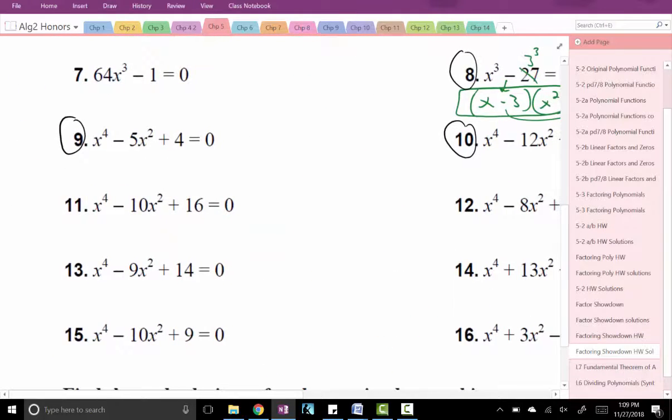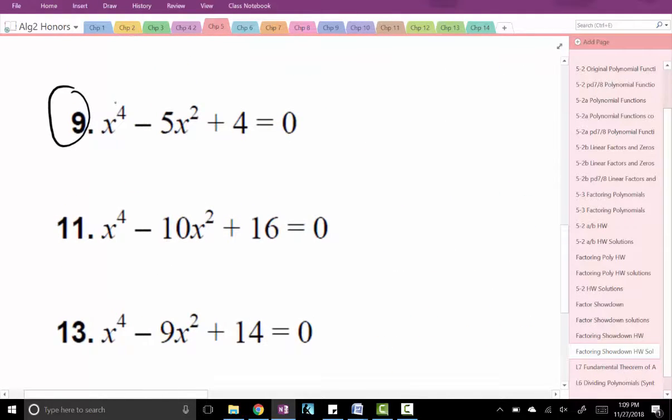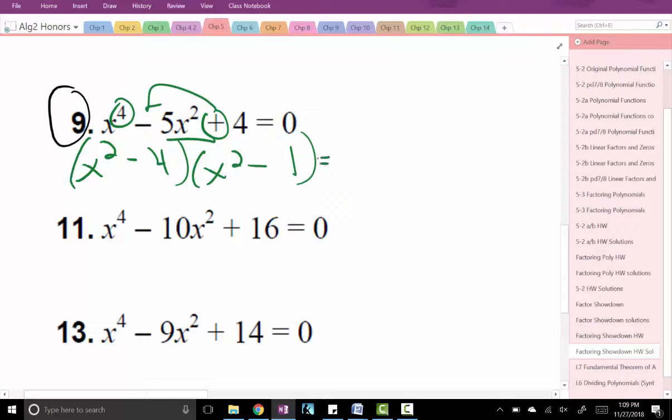Let me make sure. Do we have 9 over here? Alright, so now that we went to x to the 4th, we're just going to go x squared and x squared. So factors of 4 that add up to 5 are 4 and 1. Signs are the same, both negative, minus, minus. Oh, I should have written a lot smaller, huh? These are differences of squares. So x plus 2, x minus 2, x plus 1, and x minus 1.